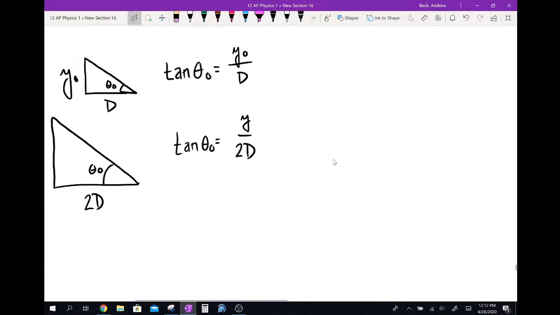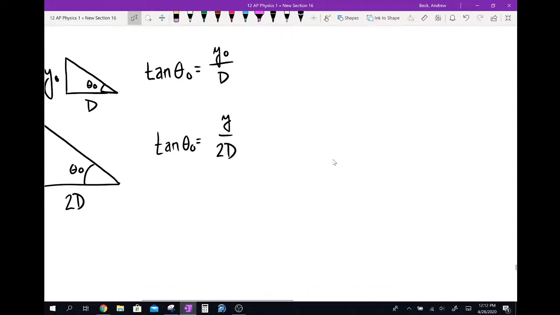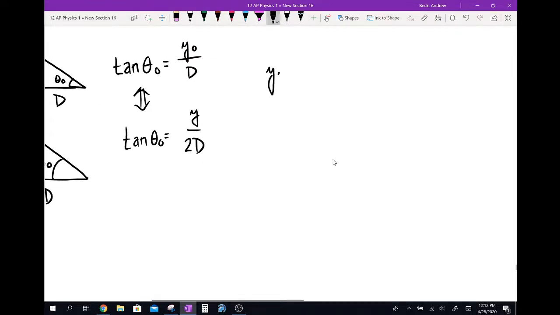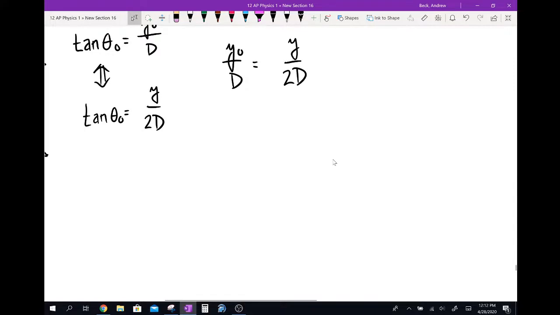And if we look at this, tangent of theta naught has to equal tangent of theta naught. These tangents have to equal each other. This is the same value. So we say y naught over d has to equal y over 2d. So if we solve this out, we can cancel out one of those.